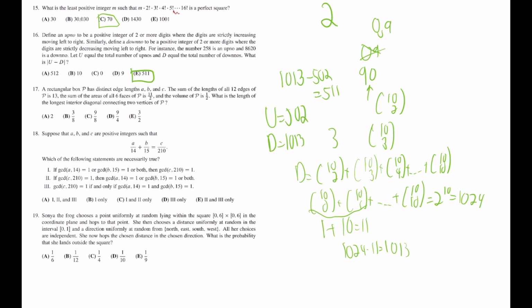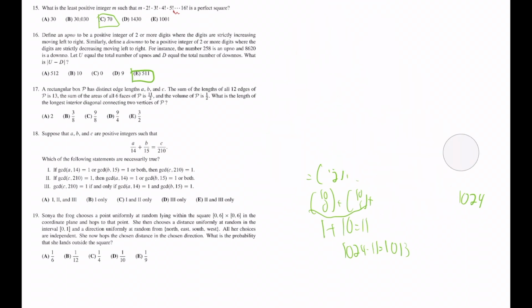Probably a slightly harder problem than 15. And now let's move on to problem 17. A rectangular box P has distinct edge lengths A, B, and C. The sum of the lengths of all 12 edges of P is 13. The sum of the areas of all 6 faces of P is 11/2, and the volume of P is 1/2. What is the length of the largest interior diagonal connecting 2 vertices of P?